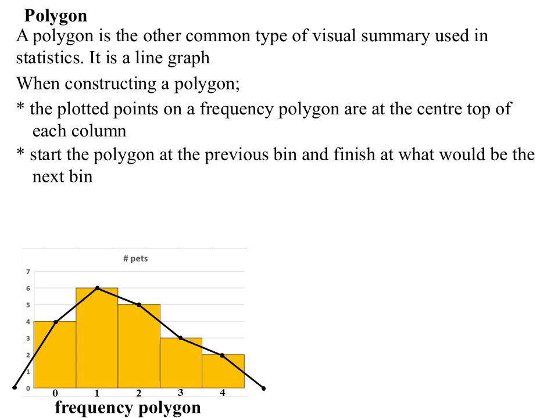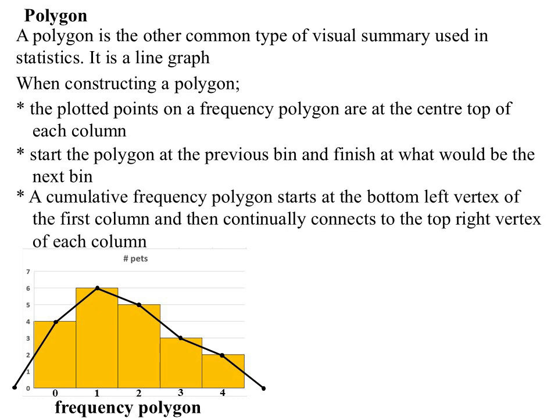The other key thing though is we start the polygon at the previous one. So it's like saying the score of -1. Not that you'd get a result of -1 for the number of pets, but -1 and the score of 5, if you like, are getting a frequency of 0. And then we draw it in like that. There is a reason why we do that, because there is a direct relationship between the area under that curve and the probability of the thing. So that's why we tend to join those up. We'll see that later when we look at continuous stats.